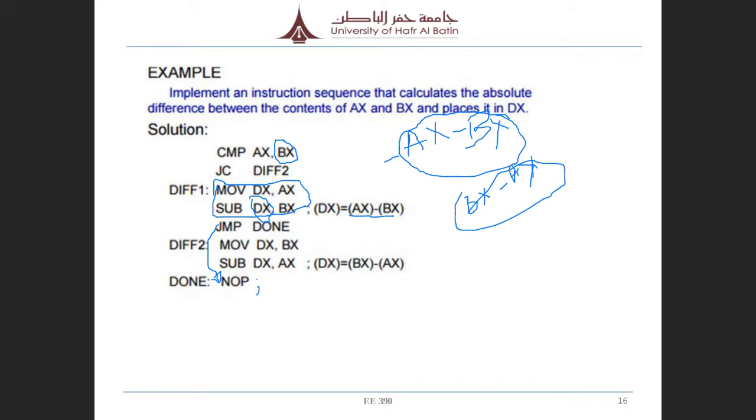But if BX is greater than AX, what will we do? There will be a carry. If carry, it will do a jump. It will come to here, DIFF2, difference 2, for example. Now here, what do we actually do?